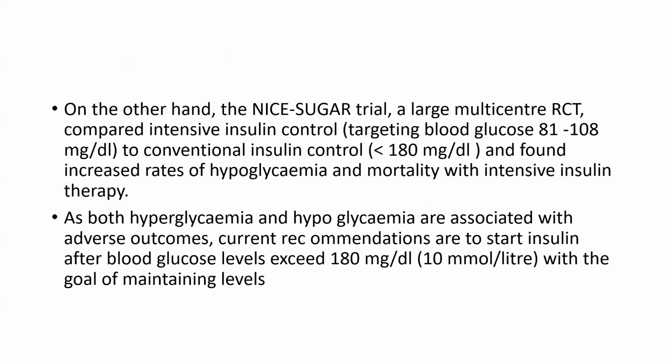On the other hand, the NICE-SUGAR trial, a large multicenter RCT, compared intensive insulin control, that is 80 to 108 mg/dL, to conventional insulin control, that is 180, and found an increased rate of hypoglycemia and mortality with intensive insulin control. As both hyperglycemia and hypoglycemia are associated with adverse outcomes, current recommendations are to start insulin after a blood glucose level exceeds 180 with the goal of maintaining levels below that.